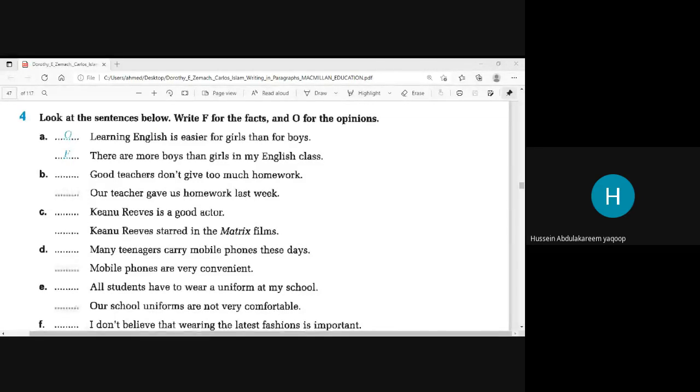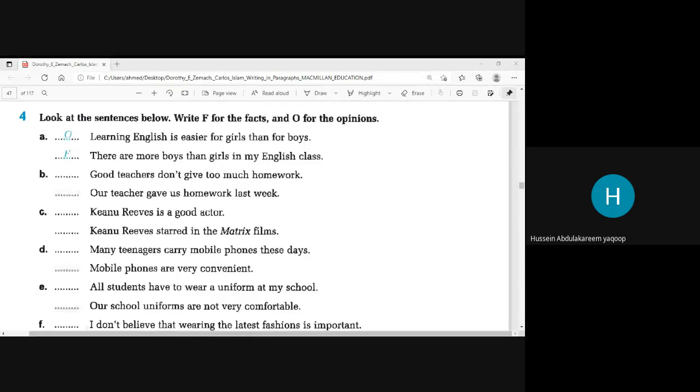Now let's move to letter D. Here we have Abdul Hassan Saleh, please. Yes, doctor. Go ahead. D, first part. Many teenagers carry a mobile phone these days. This is a fact, because everywhere we go, we find teenagers having their own phones with them. That's right. Thank you very much.